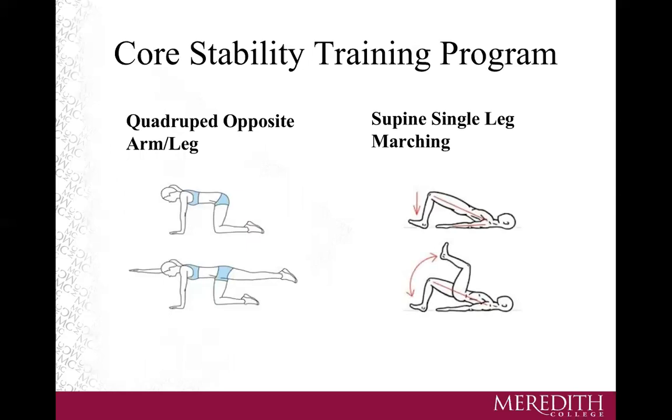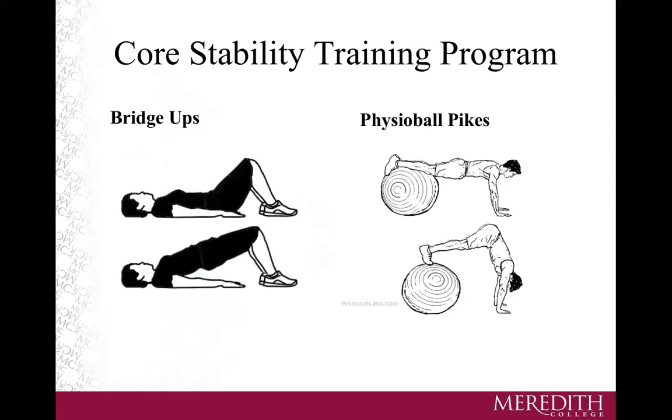And so these are just some diagrams to help you get an understanding of what each exercise was. So the first four, the quadruped opposite arm leg and supine single leg marching, are as pictured here. Continuing with the first four exercises were the bridge ups and the physio ball pikes.